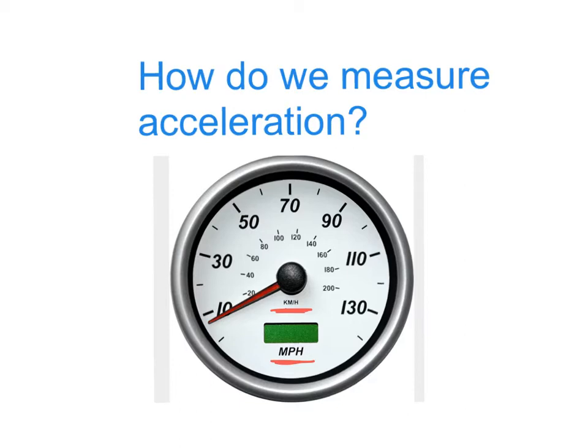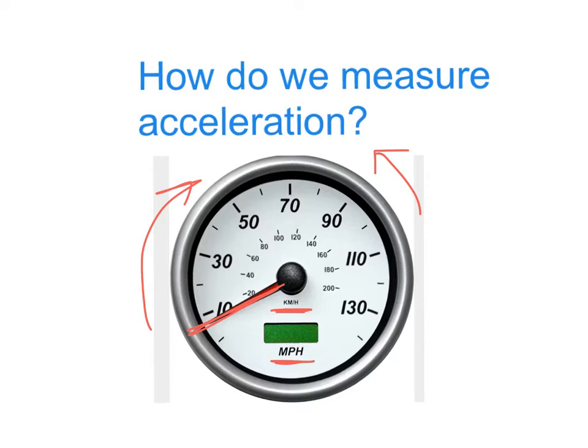So what does acceleration look like on a speedometer? Well, your speedometer will tell you how fast you're going at any particular point in time, and it'll also show whether you're speeding up or slowing down, because if you're speeding up, this dial here will move this way, and if you're slowing down, the dial will move back the other way. How quickly it does that is a measure of how much acceleration you have.